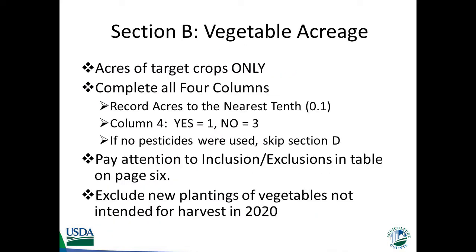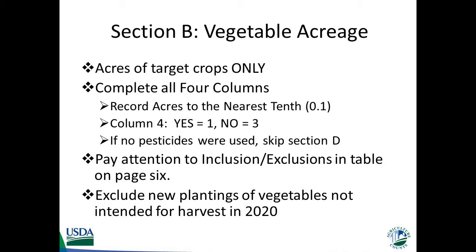In Section B, you are provided a table to record acres of target vegetable crops. As a reminder, the target crops for each state in our region are as follows. For Indiana, pumpkins and watermelons. For Ohio, pumpkins and bell peppers. For Michigan, asparagus, cucumbers, snap beans, pumpkins, and squash.